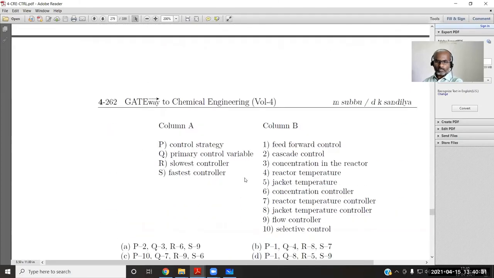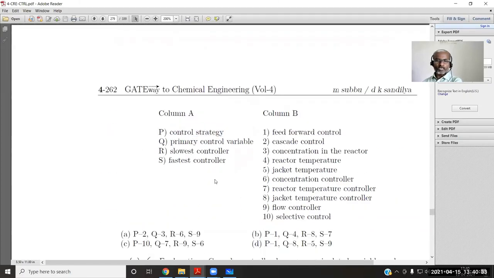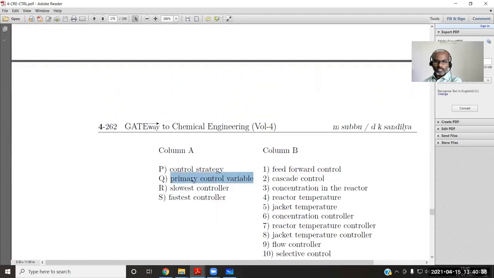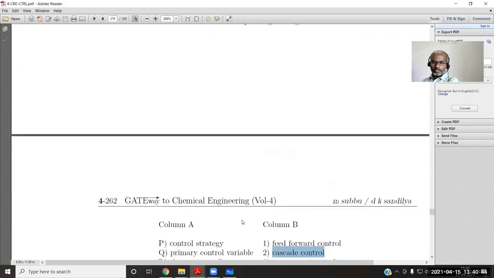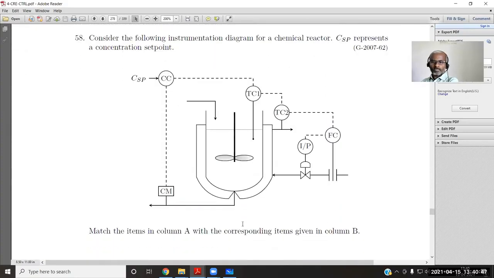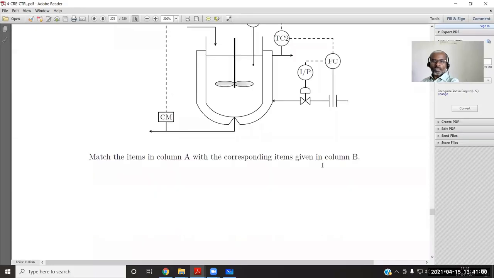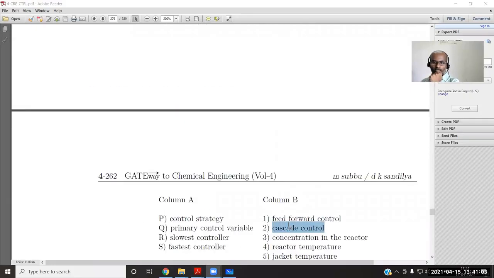Question: what is the control strategy given, and what is the primary control variable? Can we answer now without referring to this? The control strategy is definitely cascade control. So what is the primary control variable here? Maybe you can type in the chat box. I already said it is the primary control variable. Good, concentration. Nice.